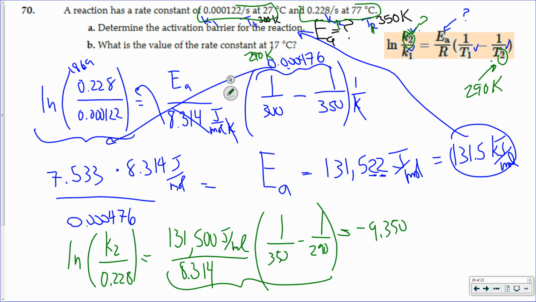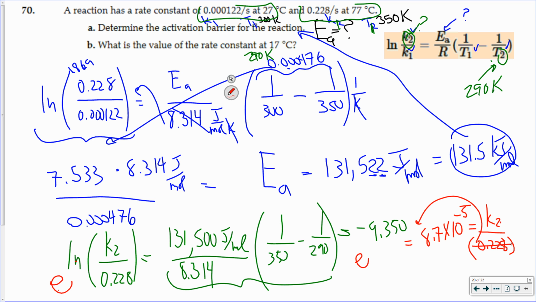I got the same thing again. So if I want to get rid of the log, I take the anti-log of both sides. 0.7 times 10 to the minus fifth. Okay, so when I take the anti-log of the log, that's going to be equal to K2 divided by 0.22228. Yep.